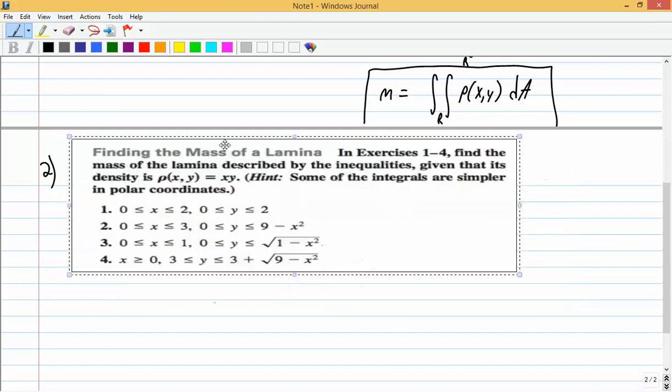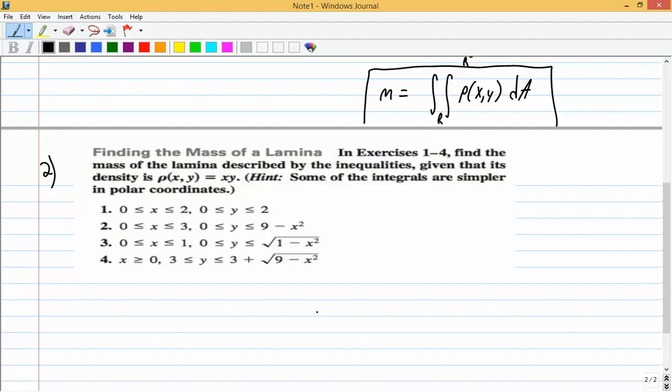Alright, so finding the mass of a lamina. We're given in the directions the density of the planar lamina. It does right here say some of the integrals are simpler in polar coordinates. Not that you can't do them in rectangular coordinates, it's just if you change it to polar coordinates it'd actually be easier. So how about we try number 2?